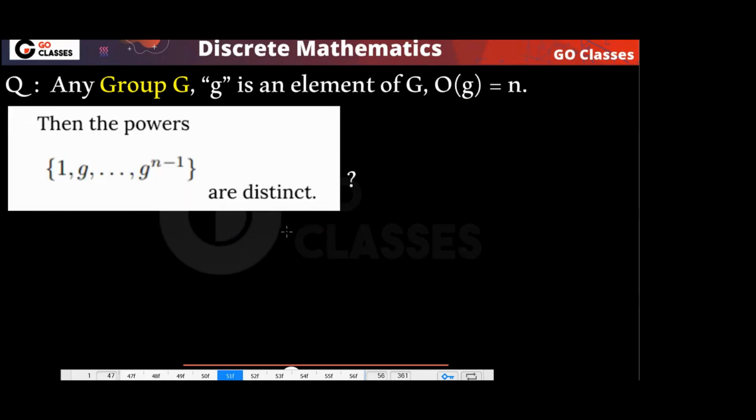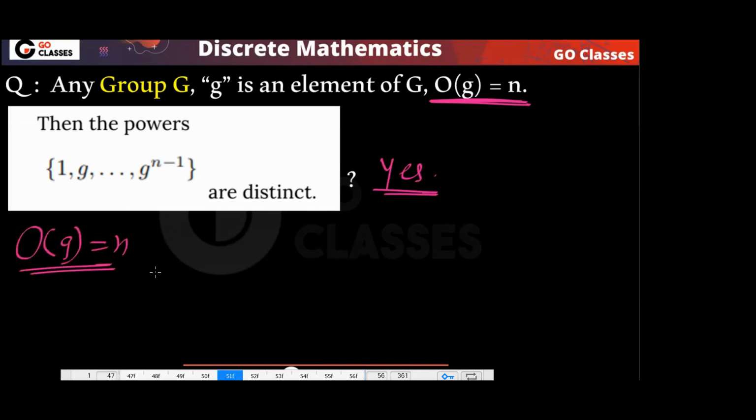Okay, let's see this question. Any group you have, g is an element and order of g is equal to n. Then can I say that these powers are distinct? Whatever group you take, g is an element such that order of g is n. Yes, these powers will be distinct, right? So this statement is correct because you are saying that order of g is n.